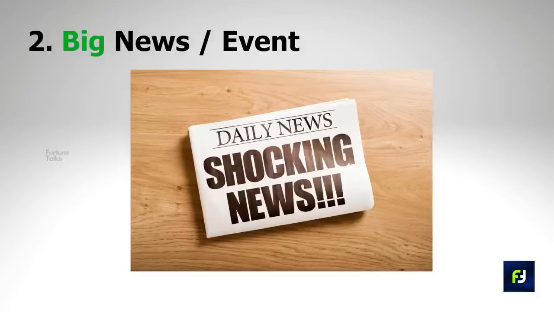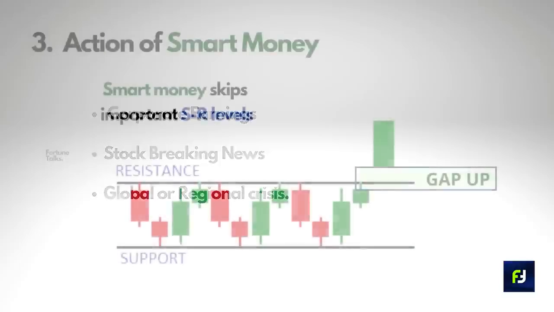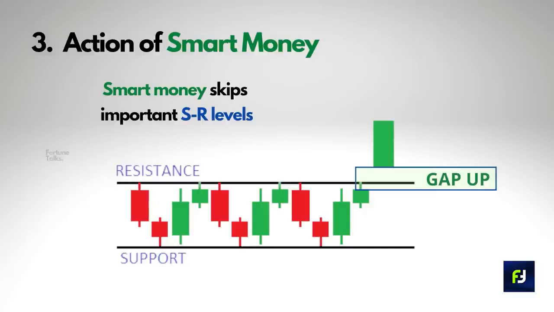Gaps usually occur when there is fresh news or a big announcement that will lead to a change in the market fundamentals, usually when the markets are closed. So when such news spreads, there is a flood of buyers or sellers waiting to buy or sell depending upon the nature of the news. And finally, sometimes the smart money or the big institutions try to skip the important support and resistance levels. For example, if they are bullish on a particular stock, they will gap up the price above the supply zone where they could have faced potential selling pressure.